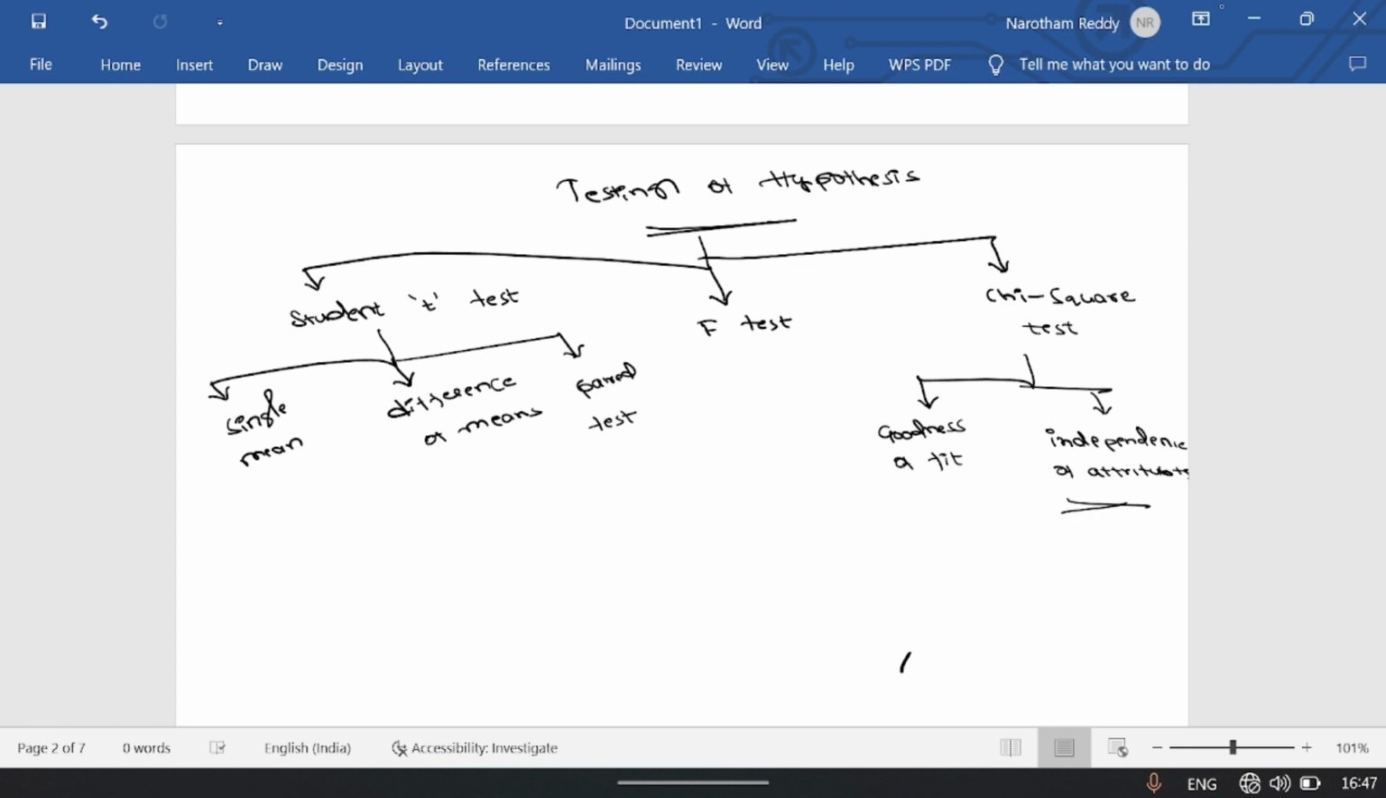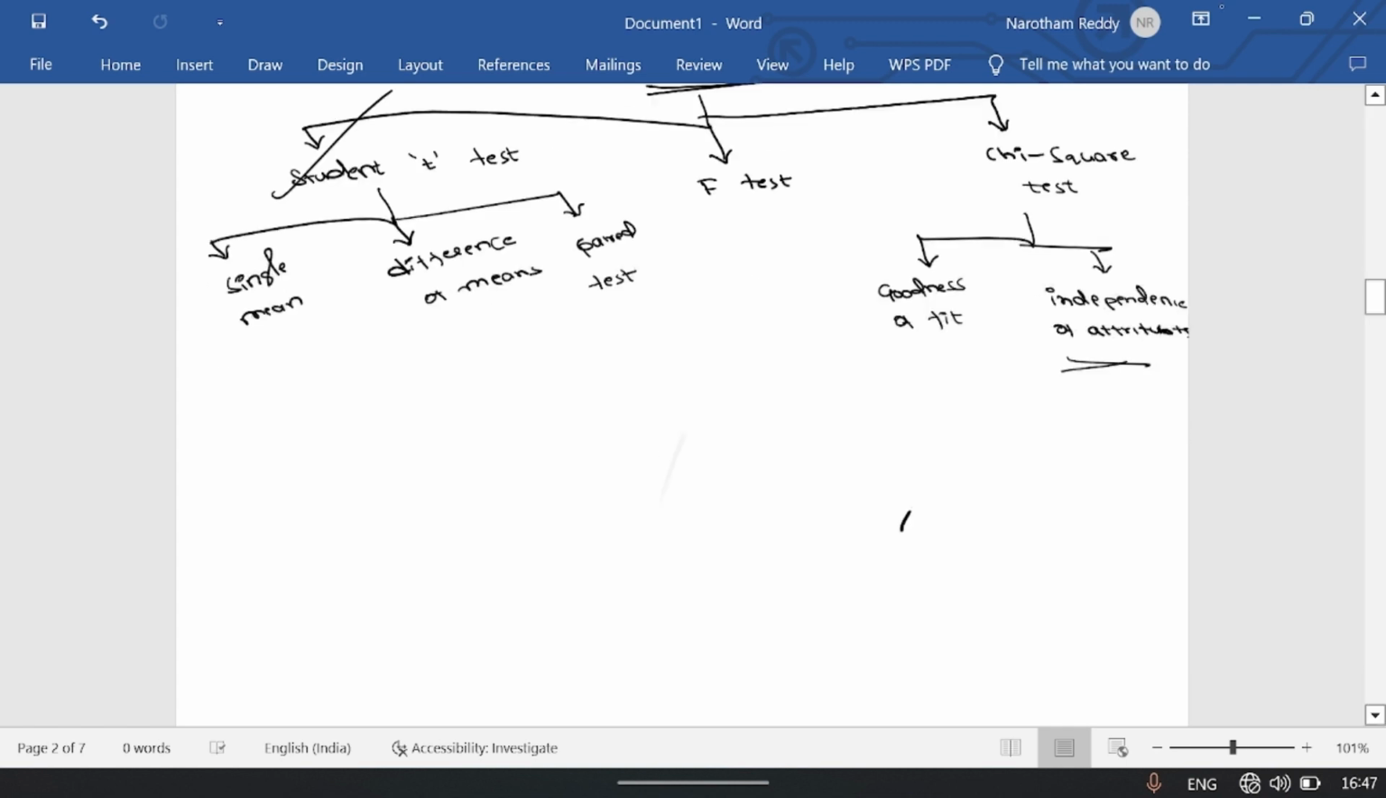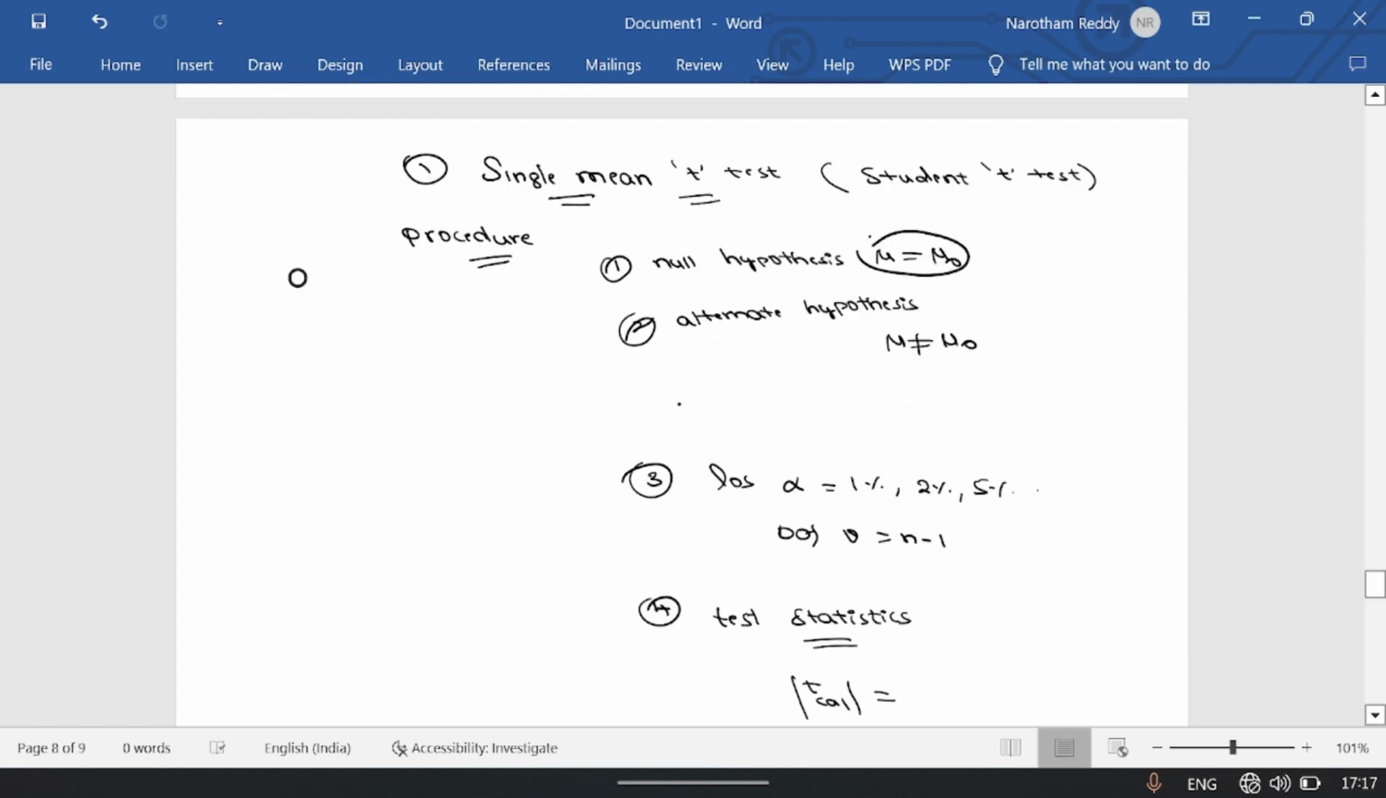Now let us try to solve the student t-test hypothesis. We'll discuss the single mean t-test. Let us start with the procedure. First step, null hypothesis, where mu equals mu naught. And step 2, alternate hypothesis, where mu not equal to mu naught, which is a two-tailed test. Mu greater than mu naught or mu less than mu naught is a one-tailed test.